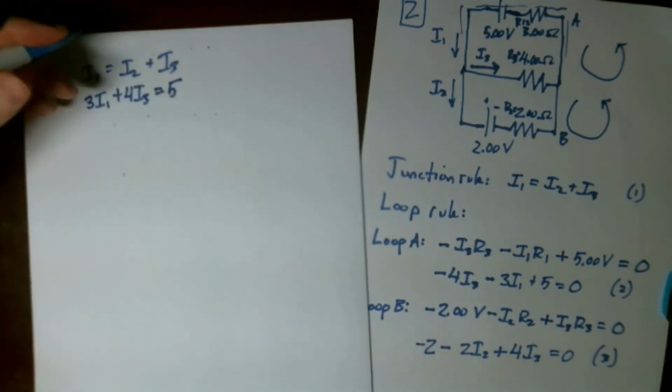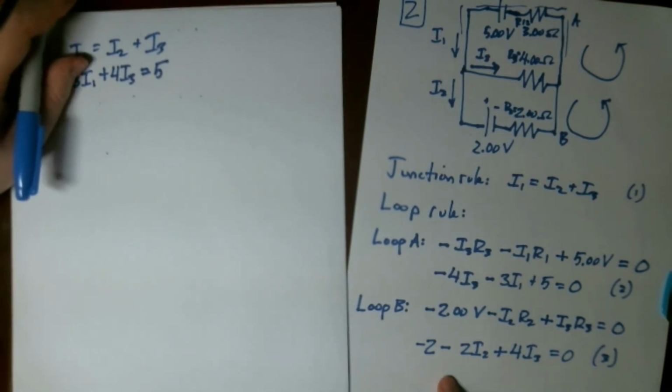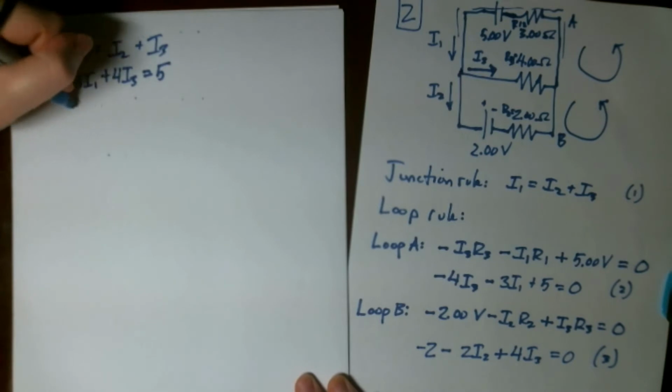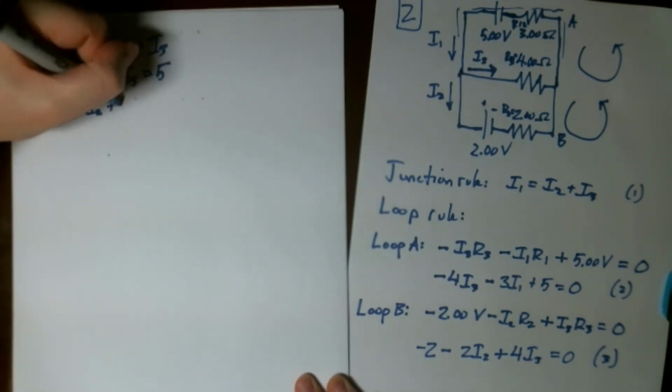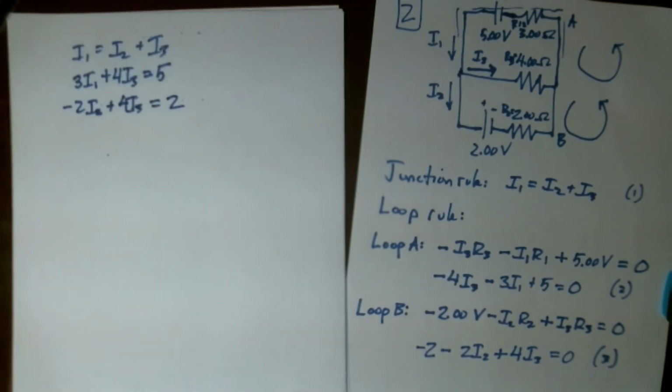And then from loop B, I'll do something similar. We're going to get, I'll write it like this: negative 2 I2 plus 4 I3 equals 2. So there's our system of 3 equations that we need to solve. Solving systems of equations is always more of an art than a science. You have to know what tricks to use.